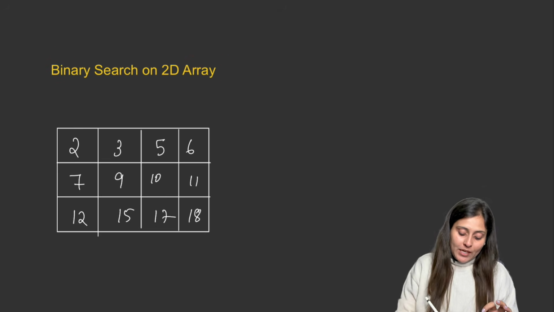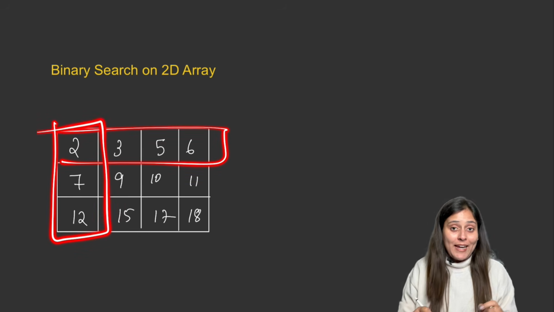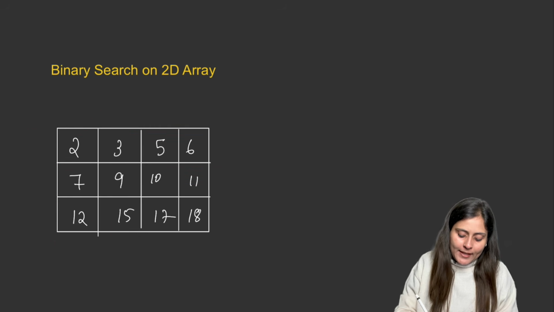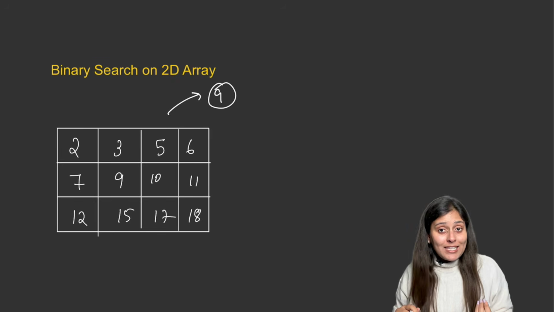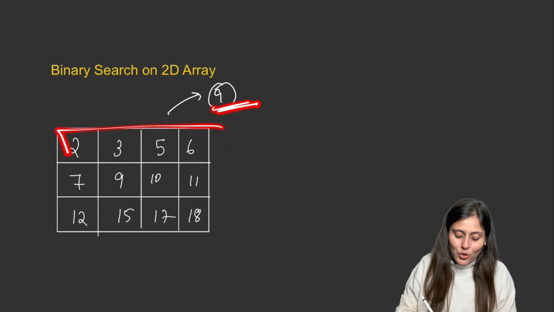Now the fourth and last pattern is binary search on a 2D matrix or 2D array. So basically you will be given a sorted matrix, row wise sorted and column wise sorted as well, and you will be given a target value, let's suppose 9, and your task is to apply binary search and find this element 9 inside the sorted matrix.